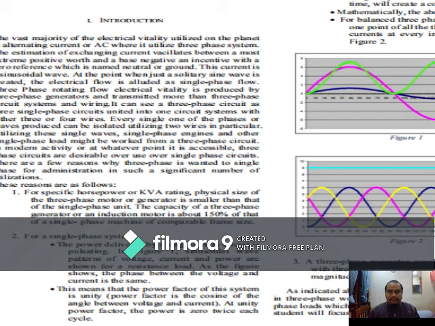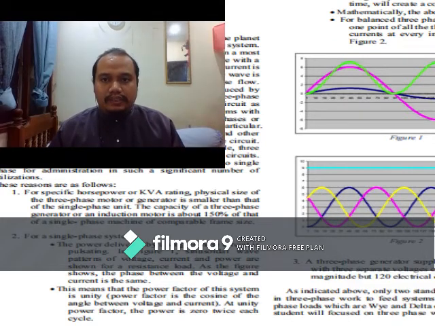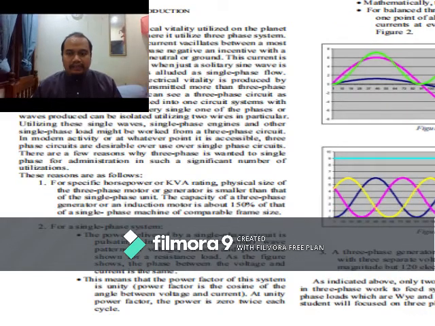The simple electrical viability relies on the presentation circuit. As you can see in the report, the reason I do this is that for a specific horsepower or kVA rating, the physical size of a three-phase motor or generator is smaller in a three-phase unit, as the capacity of a three-phase induction motor is about 150% of the single-phase machine of comparable frame size.